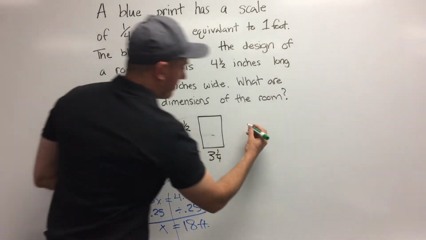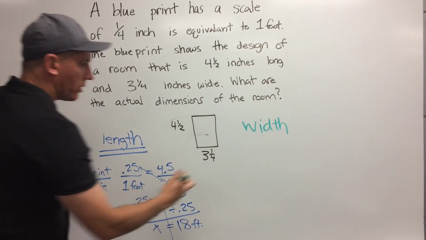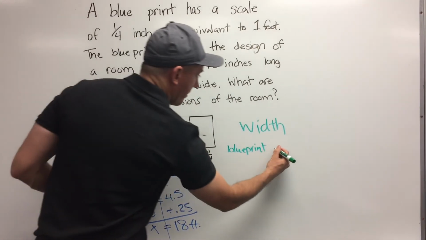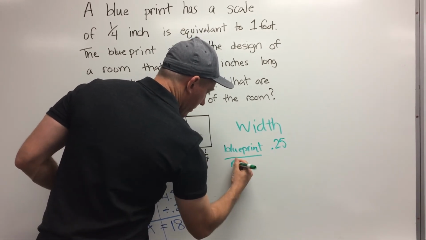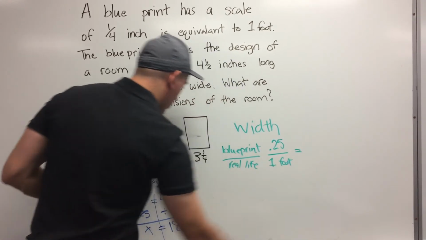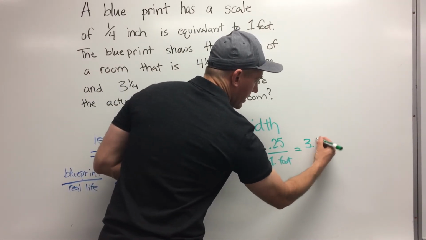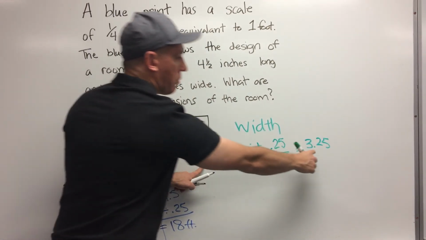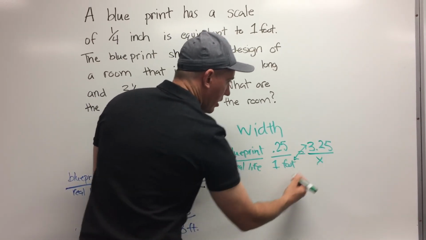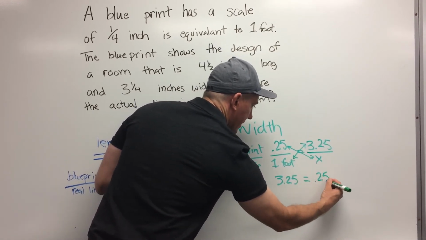Let's check out our width. Again, we have to know our comparisons of blueprint to real life. So our blueprint is 1/4 inch, 0.25, to real life, which is 1 foot, equals our width on the blueprint is 3.25 inches. 1 divided by 4 is 0.25. And what is that in real life? We don't know. 1 times 3.25 is 3.25. And 0.25 times x is 0.25x.